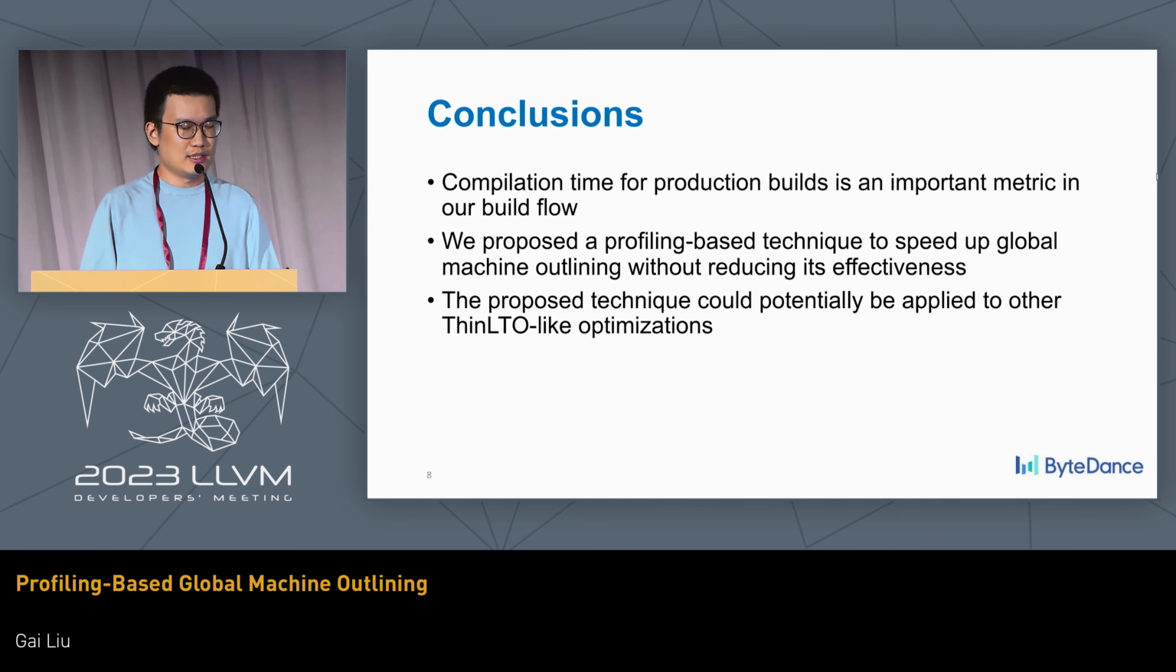Okay, so in summary, since in our production environment we care a lot about compilation time, we proposed a profiling-based technique to speed up global machine outlining by doing the summary generation offline. And in the future, we plan to apply this approach to other kinds of global optimizations, such as function merging.